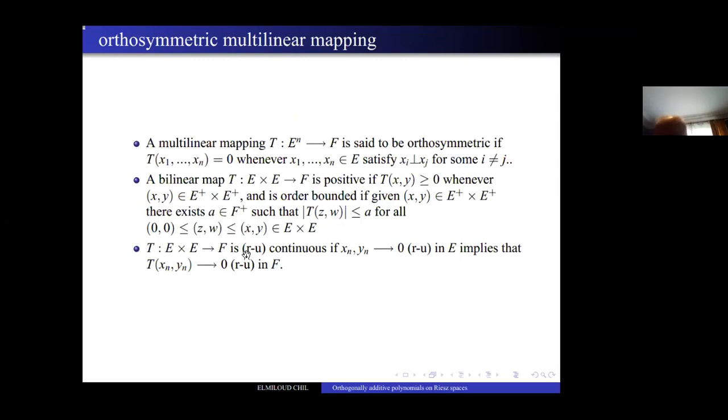Now, for the definition of the range continuous maps, T from E to F, where E is a uniformly complete Riesz space, or Riesz spaces, or topological Riesz spaces, topological vector spaces. We can say that it is range continuous if for every X, Y converging to 0, their range also converges to 0: T(X,Y) converges to 0 uniformly, in the topological sense.